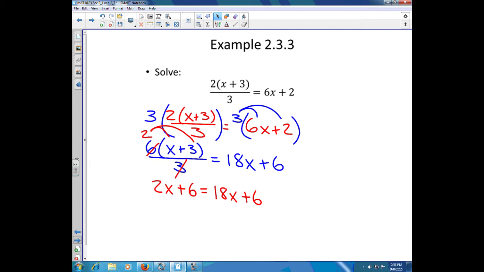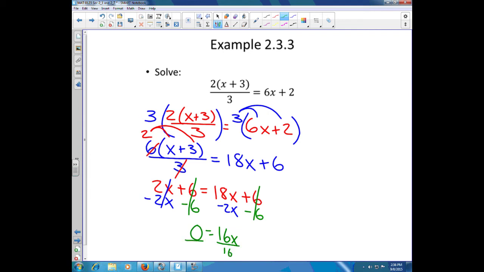We want to move the x's to one side so we can subtract 2x from both sides. Move numbers to the other side so we can subtract 6 from both sides. But now both of these add to 0, and so we're left with 0 equals 16x. And then we can divide by 16, but you should see that x equals 0.